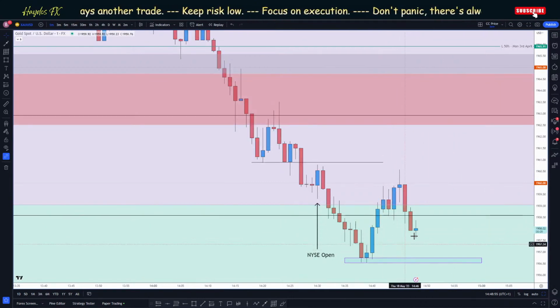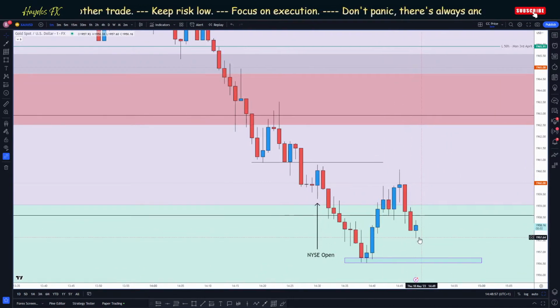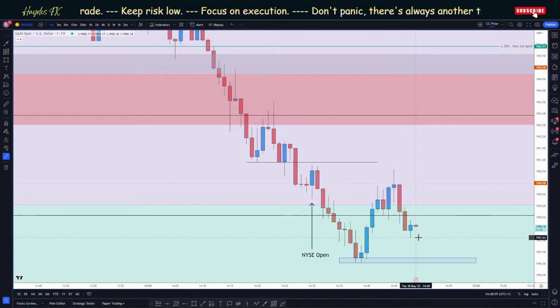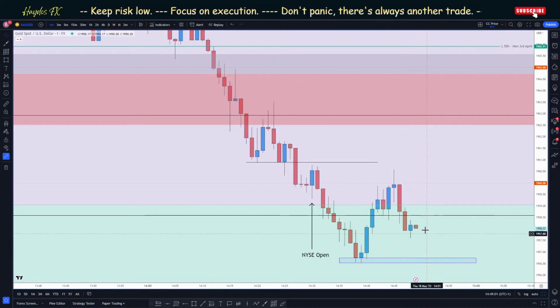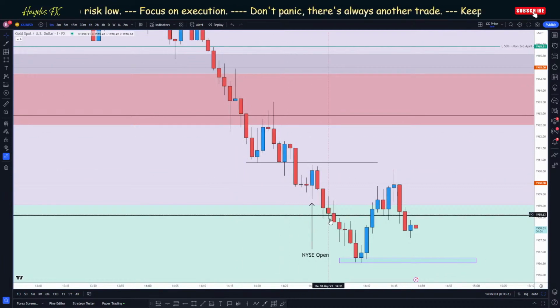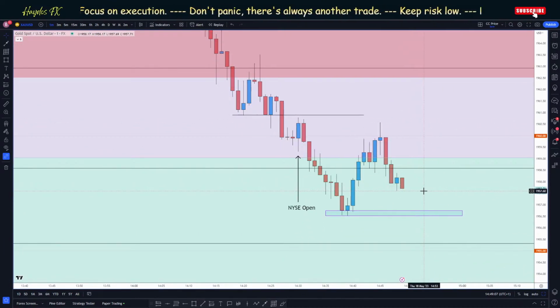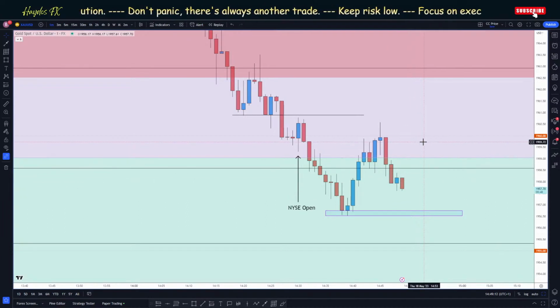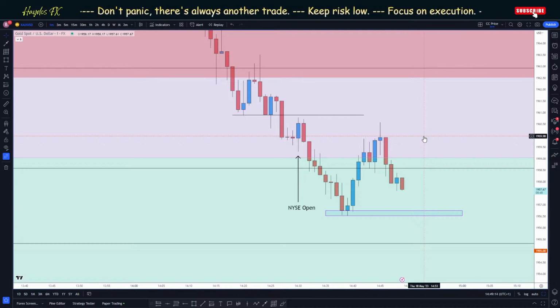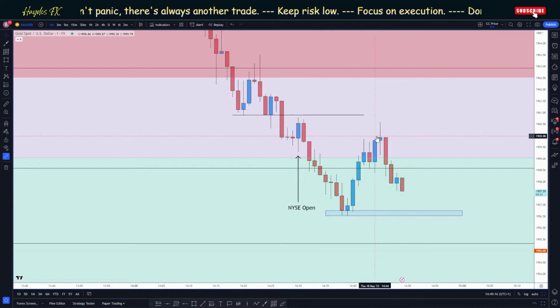So this should be a tailwind for the US dollar. So US dollar getting stronger. That's very good. So FX, did you take a sell from here?